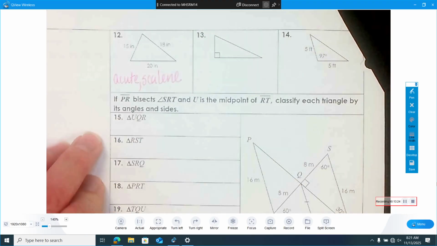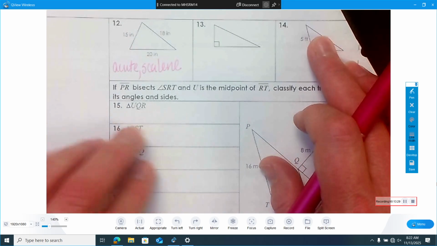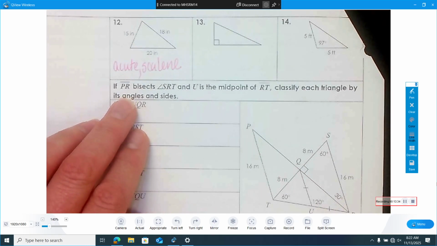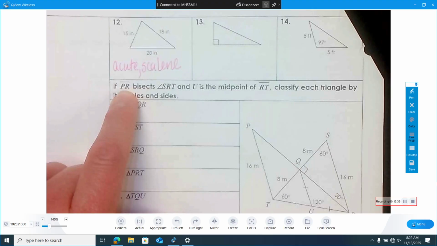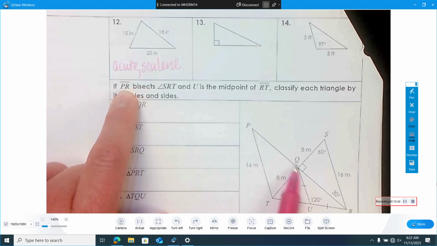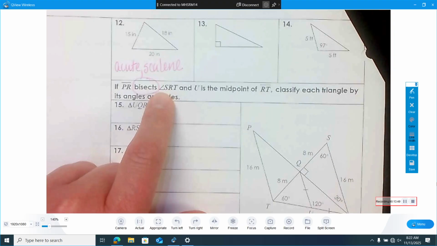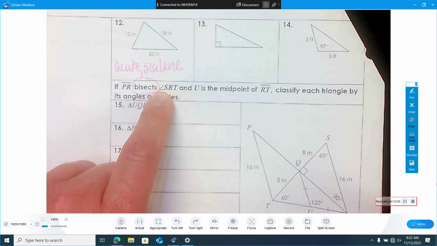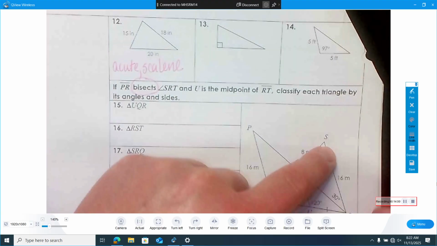So here, I really liked this question, 15 through 19. So we have to read information. And this is the part of math that's hard, right? The reading. So let's read it carefully. It says, segment PR. So PR is this long cross piece here. So PR bisects angle SRT. What does that mean? PR bisects angle SRT. Cuts it right in the middle, so we get two congruent halves.